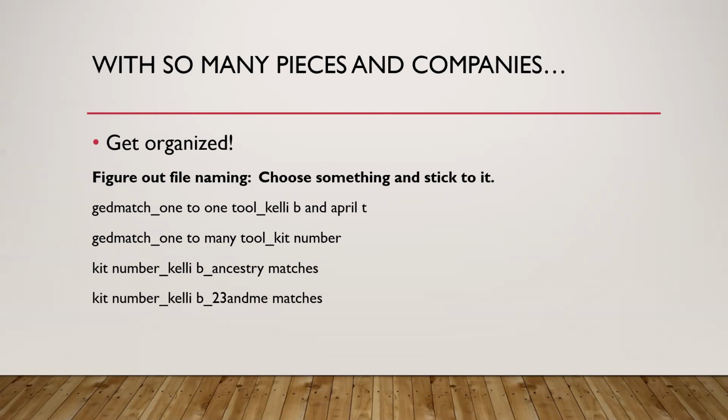So I wanted to choose something as a general way that I'm capturing information. I generally am using the tool first. So GenMatch is the tool. Then it's the one-to-one tool or one-to-many tool or one or both of two kits or Lazarus or whatever. And then I'm adding in the names or the kit numbers. And again, your computer is fully searchable, and so using some of those terms, you're going to find the file if you end up losing it.